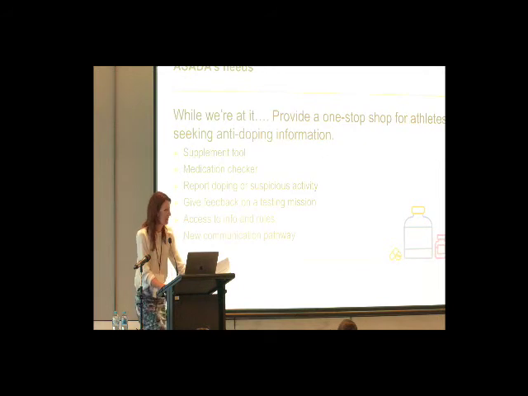And then of course, we're needy, we're quite greedy. So we said if we're building an app, we may as well do a whole bunch of other stuff as well. So why not have a way to report doping? If you see something suspicious, why not have medication checking built in there? Why not have a way to give us feedback? If a tester, for example, does something weird or a bit odd, they can tell us.